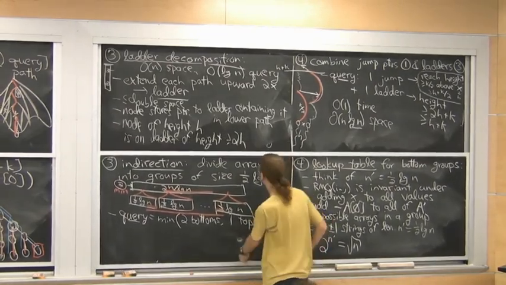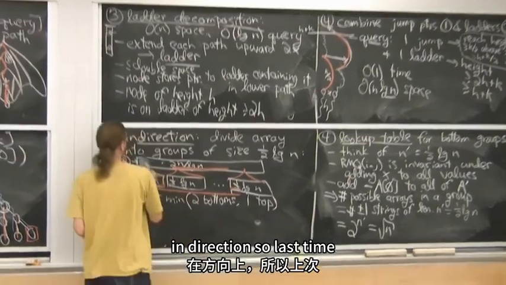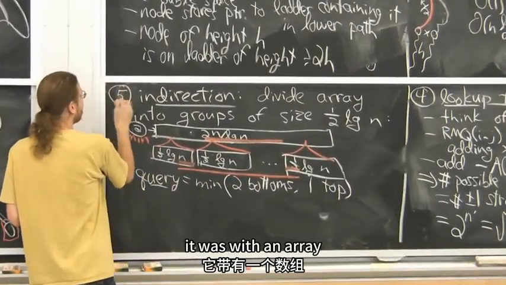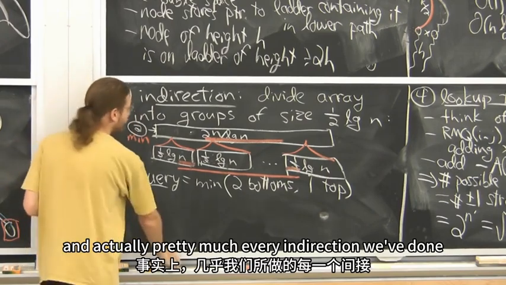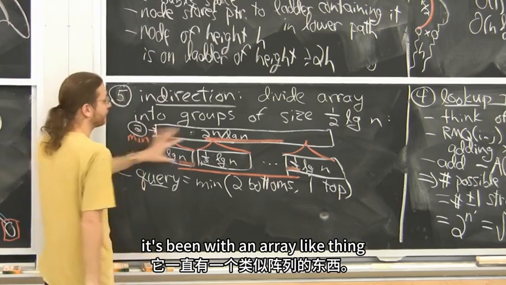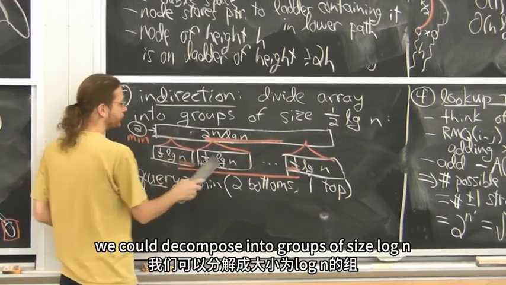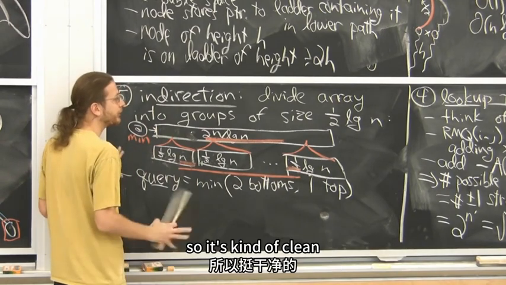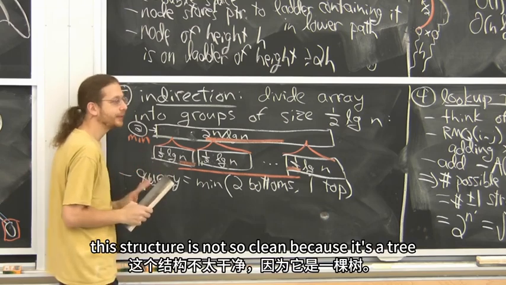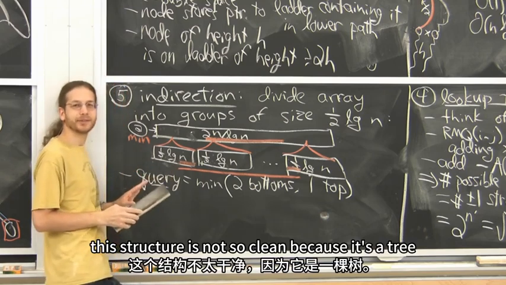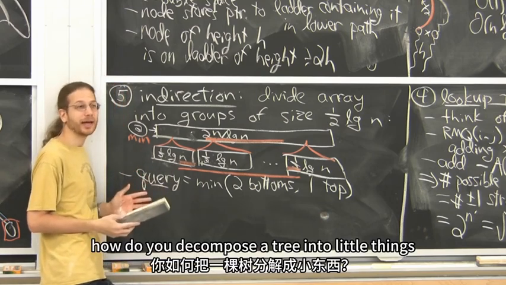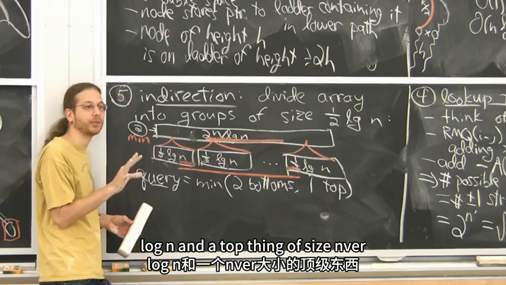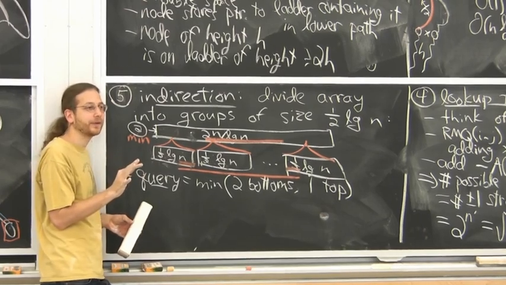Use this board. Indirection. Last time we did indirection, it was with an array. And that's actually pretty much every indirection we've done, it's been with an array-like thing. We could decompose into groups of size log n, and the top thing was n over log n. So it's kind of clean. This structure is not so clean because it's a tree. How do you decompose a tree into little things at the bottom of size log n and the top thing of size n over log n?